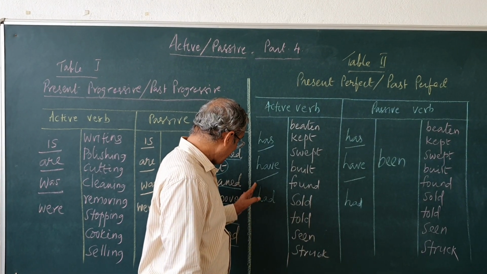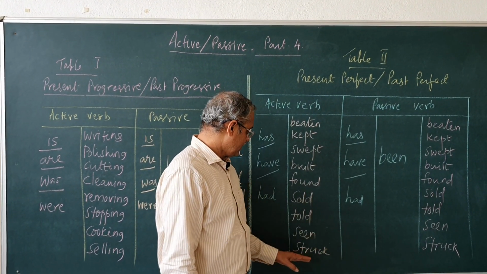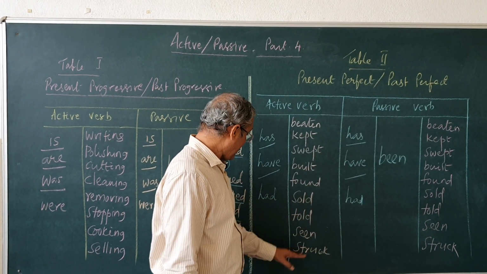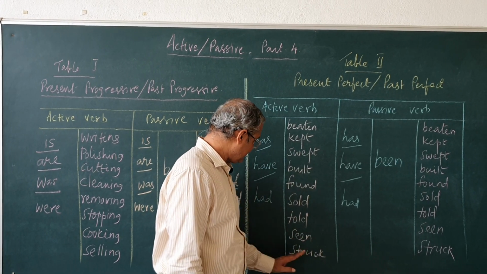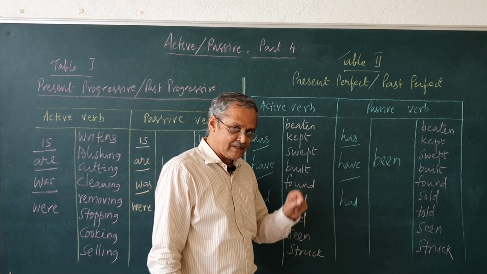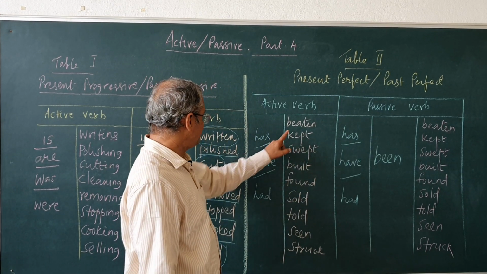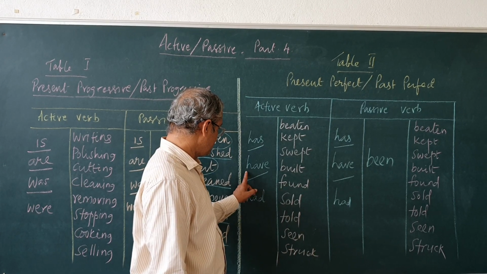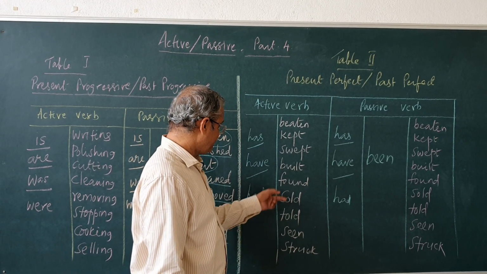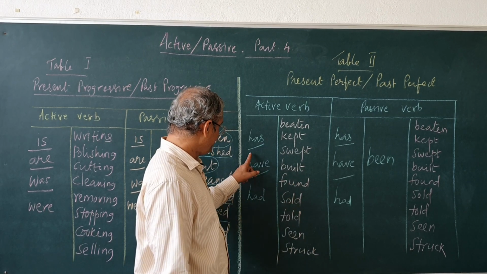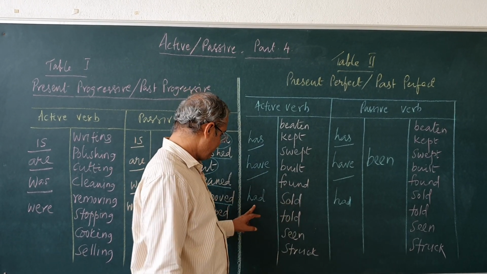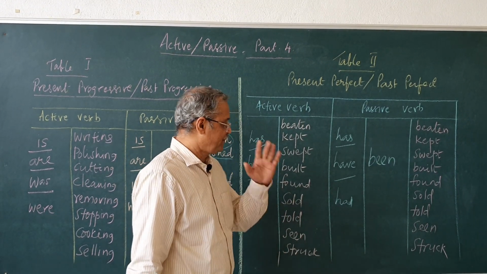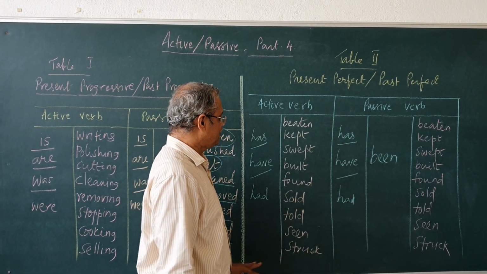The lightning struck the roof, the roof was struck by the lightning. The lightning had struck the roof, the roof had been struck by the lightning. So, has beaten, has kept, have swept, have built, have found, have sold, has been sold or have been sold, had told, had been told, had seen, had been seen, had struck, had been struck. So, this is the way we have to do it.